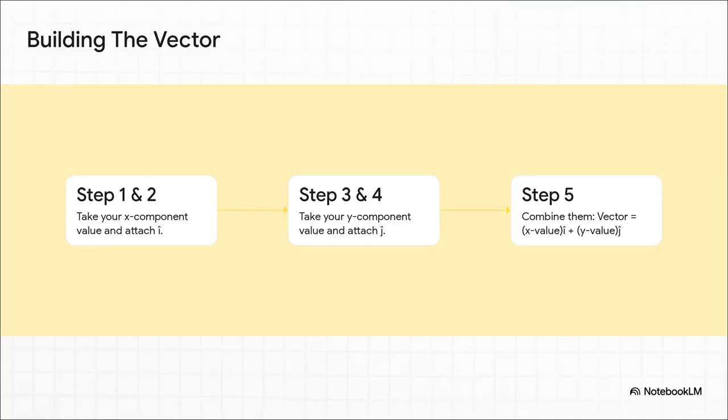It's super easy. First, you take your x component, your horizontal number. Let's stick with our example, so that's 4. And you just stick the i right next to it. Boom, 4i. Then you grab your y component, the vertical number, which was 3 for us, and you attach the j. So now you have 3j. And the last step? You just put a plus sign between them. Our complete vector recipe is 4i plus 3j.